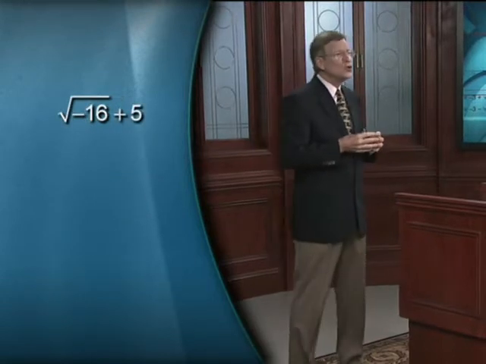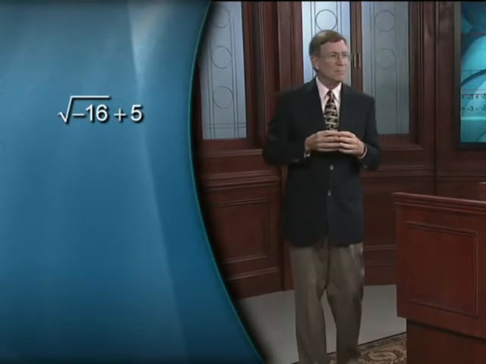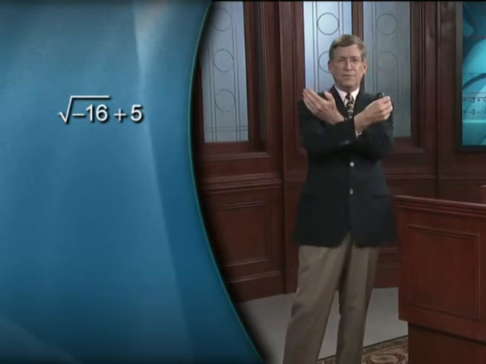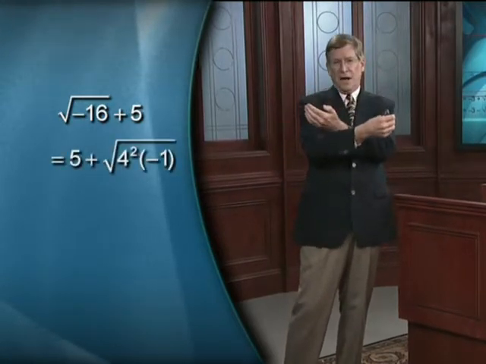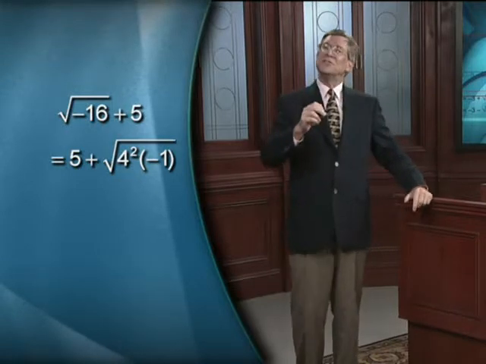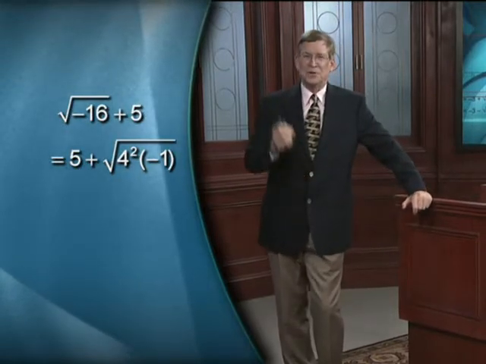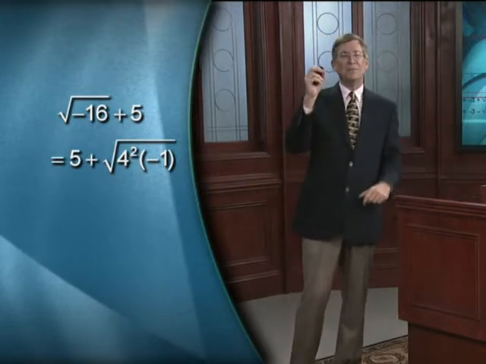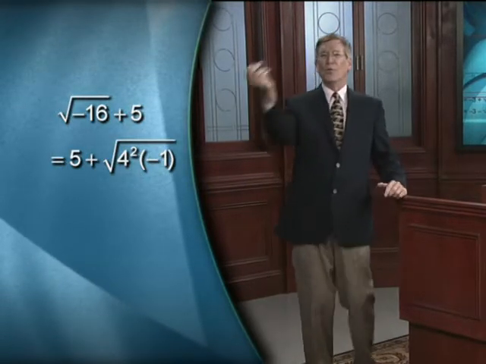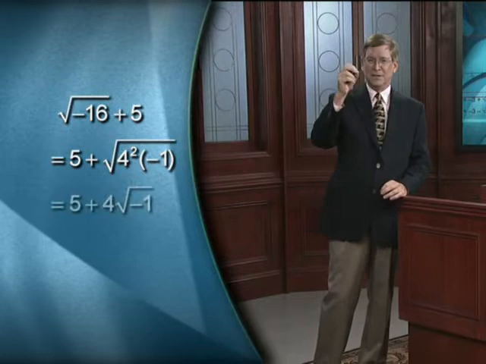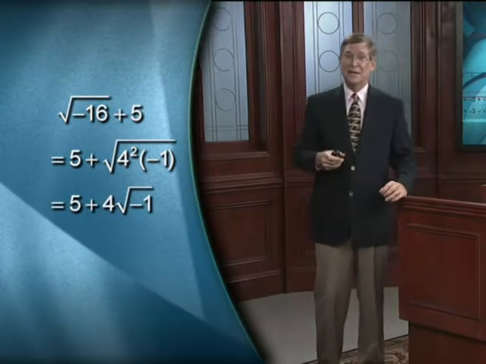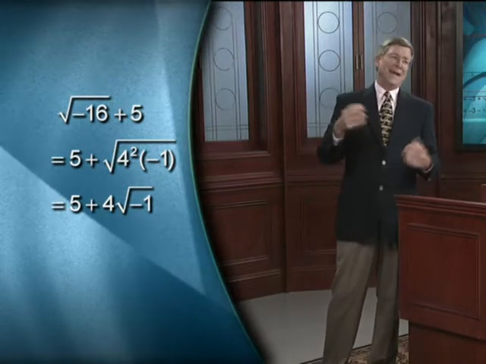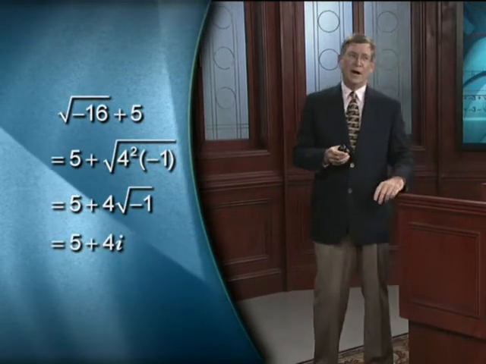How about the square root of minus 16 plus 5? Let's write that in standard form. Well, first of all, flip-flop and write it as 5 plus, well, 16 is 4 squared, so it's 4 squared times minus 1. So it's 5 plus, and now I can bring the 4 outside the radical, because 4 squared is 16. And I have 5 plus 4 square roots of minus 1, and of course that's 5 plus 4i, now written in standard form.